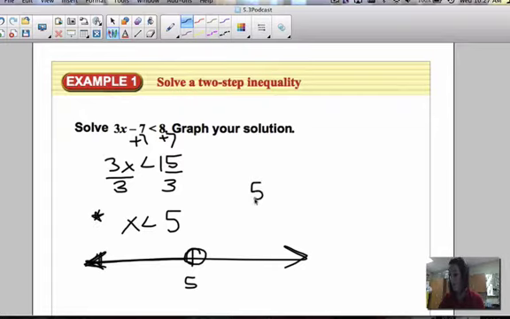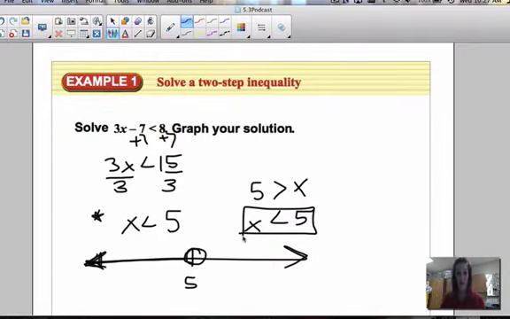So if my problem said 5 is greater than x, I would flip the entire problem. So I flip the variable, flip the sign, flip the number, just so that I have this going the right direction.